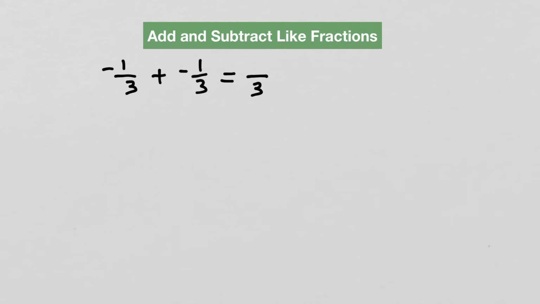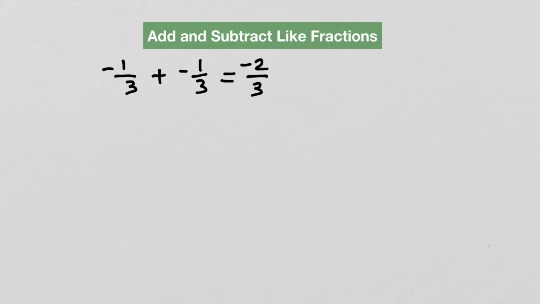This is where the rules of integers come into play. When you add a negative to another negative, you take the sum of their positives, in this case 2, and you maintain the sign. So it's negative 2/3.